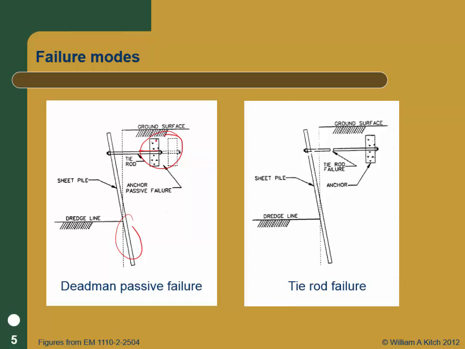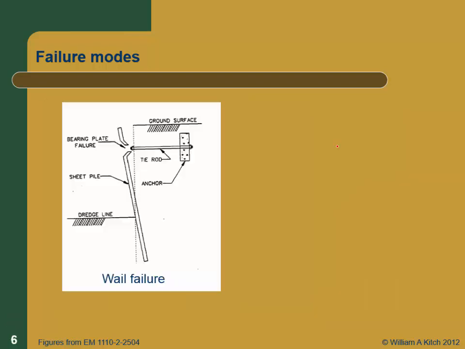And then there are several structural failures you can have. You can have your tie rod fail in tension. You can have a failure between your tie rod and the system that you use to connect it to the sheet pile. We're not going to cover the details of any of the connections, but typically this connection is what's called a whale or a whaler, and it's essentially a horizontal beam that connects the tie rod system to the sheet pile.